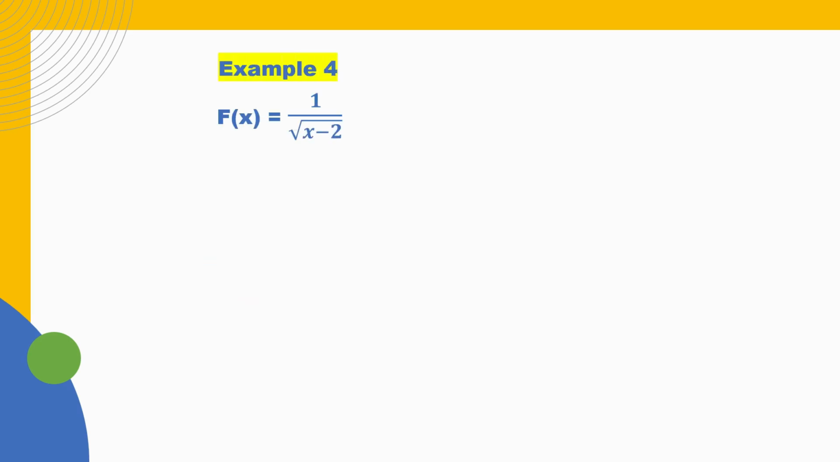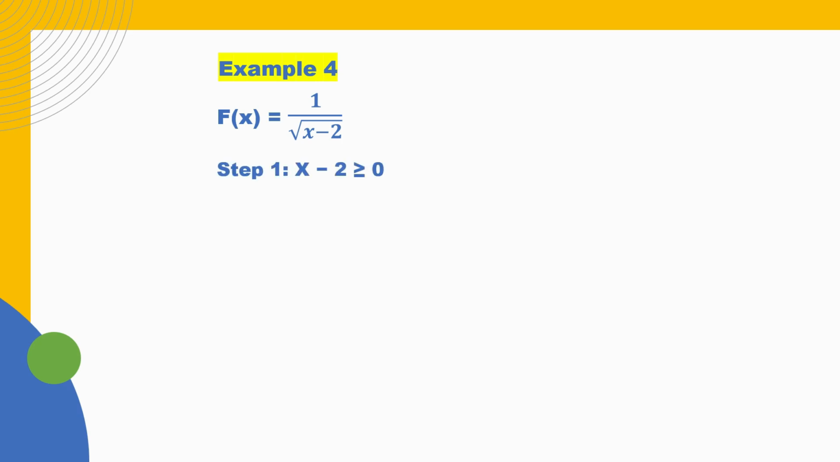F of x equals 1 over square root of x minus 2. We actually have two restrictions in this function. First, look at the square root. We know that we cannot take the square root of a negative number. So whatever is inside the root must be greater than or equal to 0. So we write x minus 2 greater than or equal to 0.